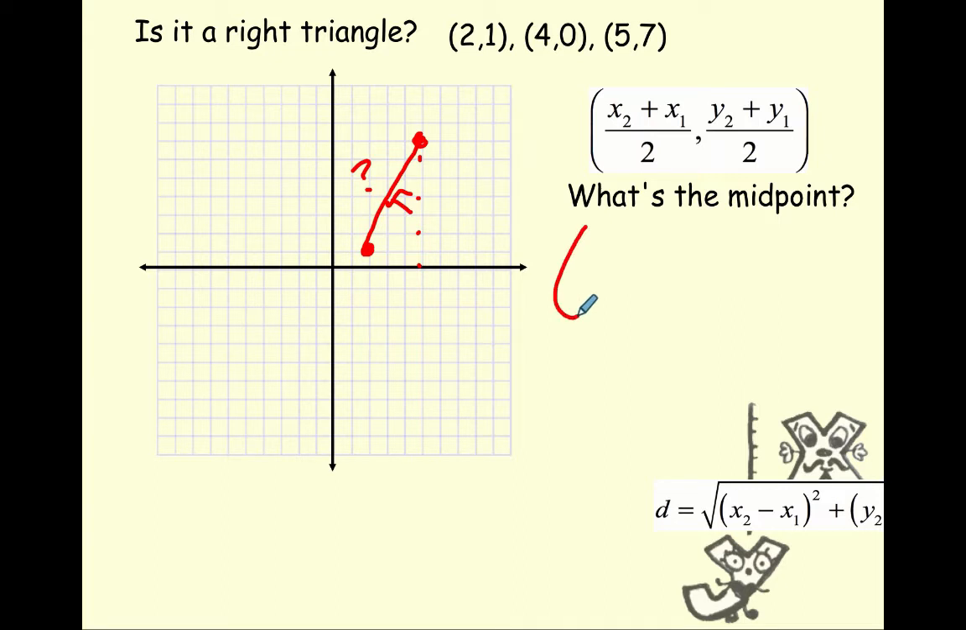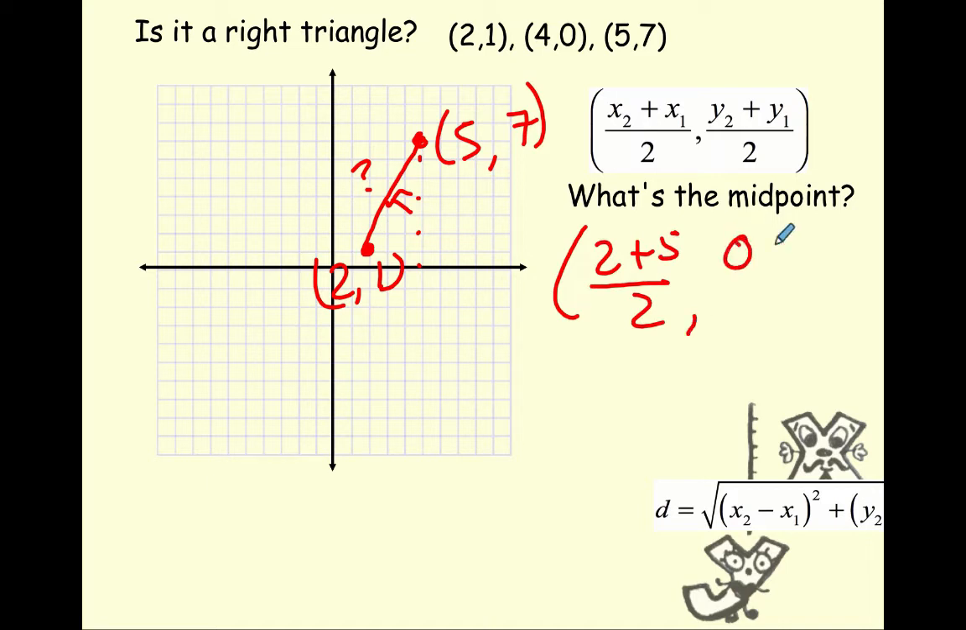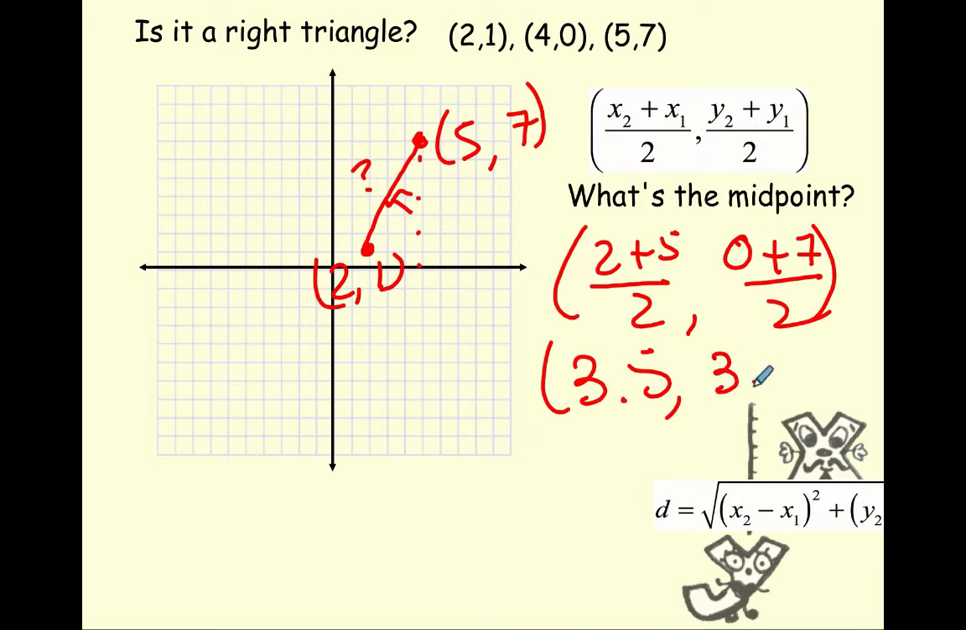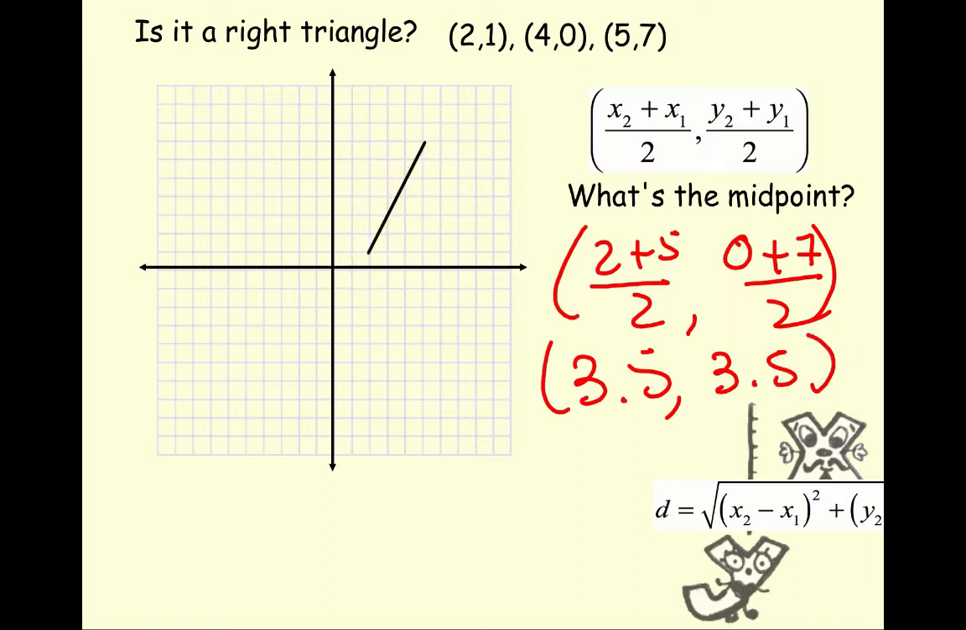So you go ahead and, remember we're doing 2, 1, and 5, 7. We add the x's, divide by 2, add the y's, divide by 2. 2 and 5 is 7, 7 divided by 2, 3.5. I am using decimals, and let's put them on the coordinate plane. 2 plus 7 is 9, no wait, 1 plus 7 is 8, and 8 divided by 2 is 4.